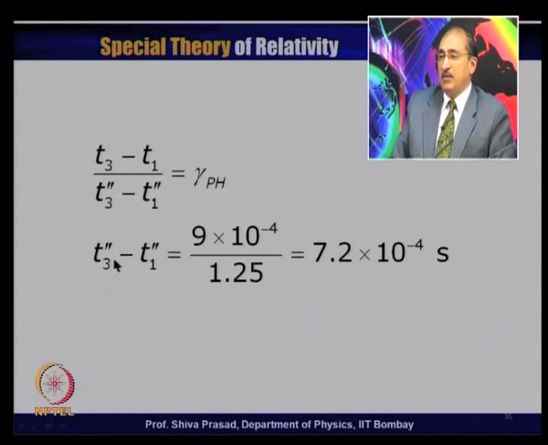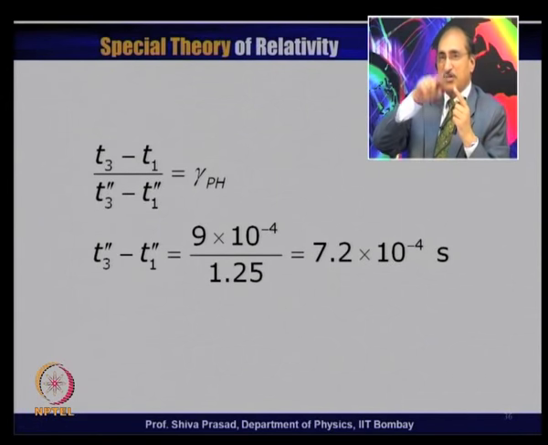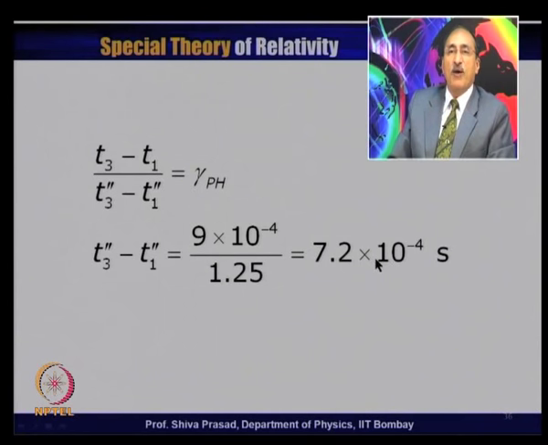So, this T3 double prime minus T1 double prime, which is the time difference between event number 1 and event number 3 in the sick person's frame of reference, will be given by this time interval. If you calculate the time difference between event 1 and event 3, one was at minus 1, another was at 8, so it becomes 9 times 10 to the power minus 4 divided by gamma, which is equal to 7.2 times 10 to the power minus 4 second. So, this is the proper time interval, and this is the time interval which will be measured in the sick person's frame of reference, which I am calling P frame of reference.